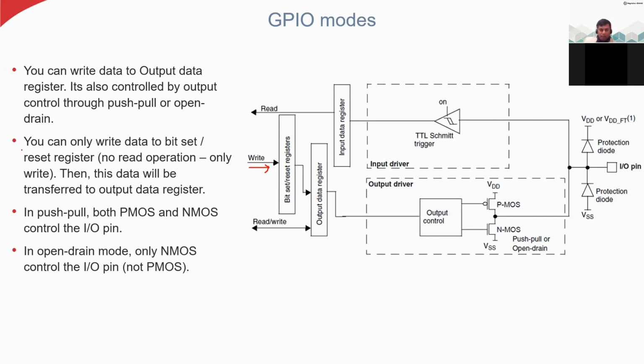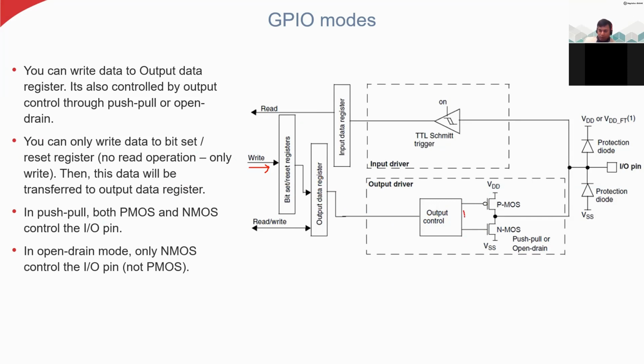You can only write the data into this one. You cannot read the data from here. You are using another one for reading the data. This data will be transferred to this output data register, and the output of this output data register, or ODR, will be given to this output control. Then this output control will give the output to this CMOS.